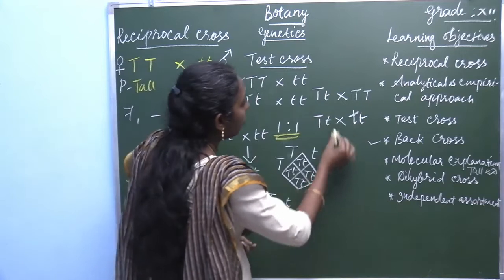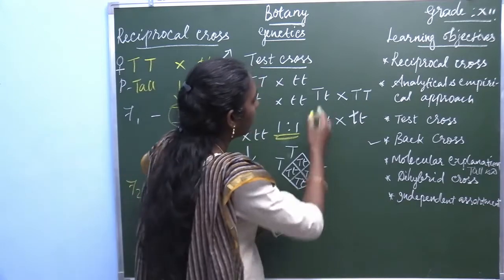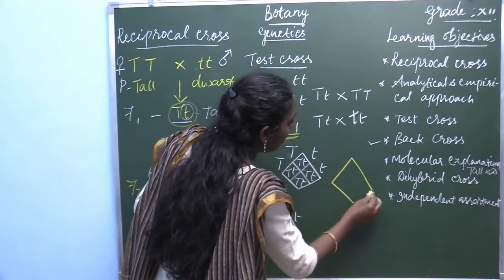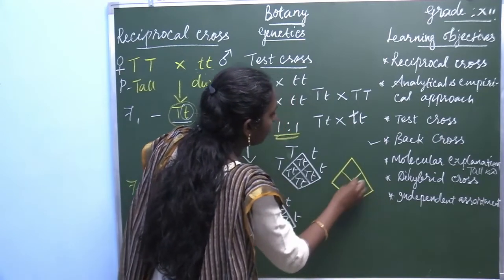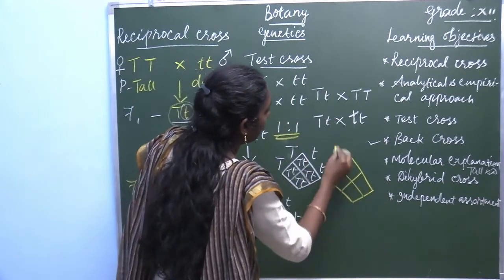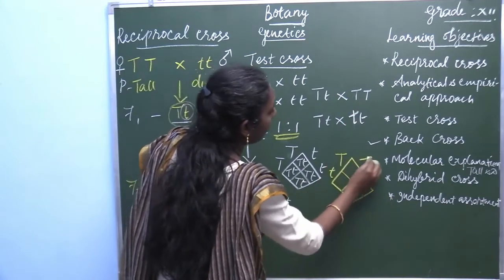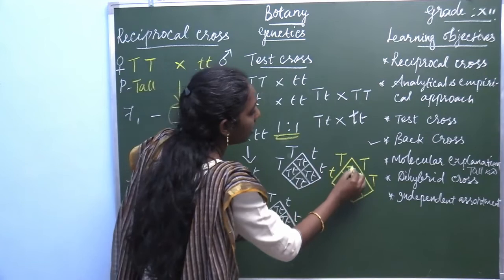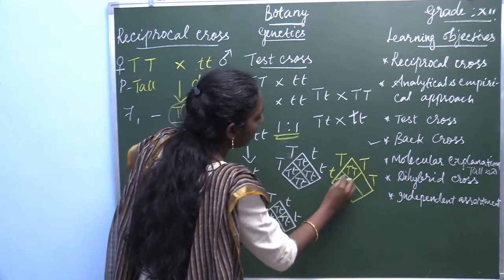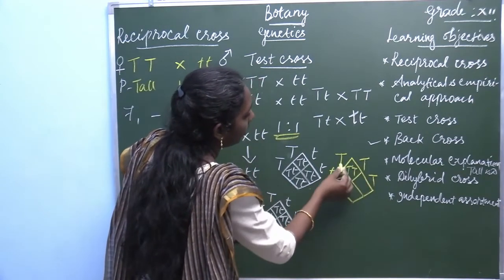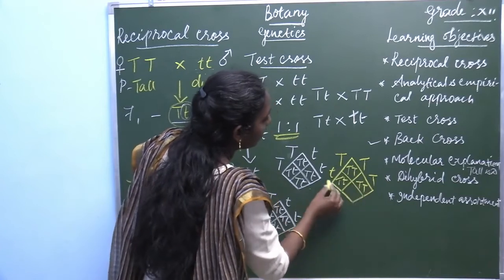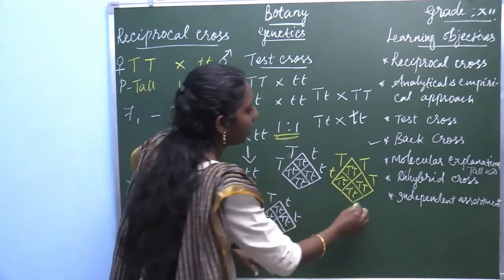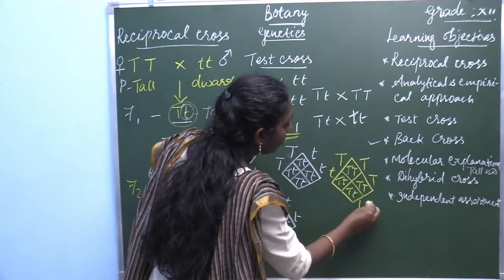Find out the ratio. Here this capital T and small t and capital T. So it gives capital T, small t, here capital T, small t. So it also gives the ratio 1:1.